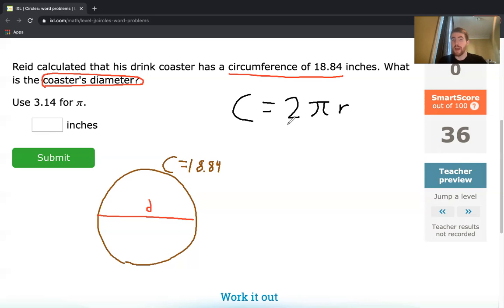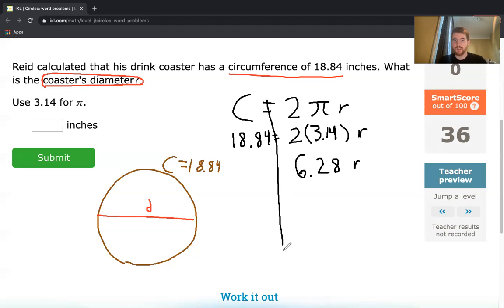This is one where we're going to have to work backwards because we know that C equals 18.84. We know that this is 2, and for pi we can do 3.14, but we don't know what r is. So we're going to have to work backwards to figure that out. So we'll do 2 times 3.14, that is 6.28. And of course, we're left with r. So remember, two sides, 18.84 equals 6.28 times r.